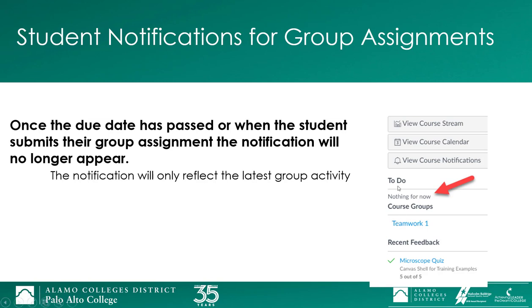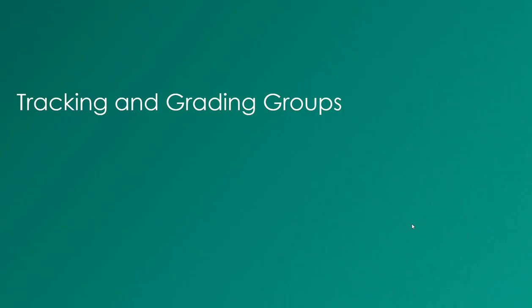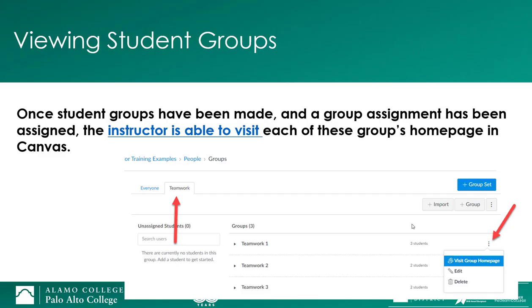And keep in mind, as stated before, even if you don't have a group assignment, that teamwork or that course group interaction of communication will always be available to that student until you remove the groups from the Canvas course completely. So remember that this does not have anything to do with whether or not there's a group assignment that has been given. So now we're talking about tracking and grading groups.